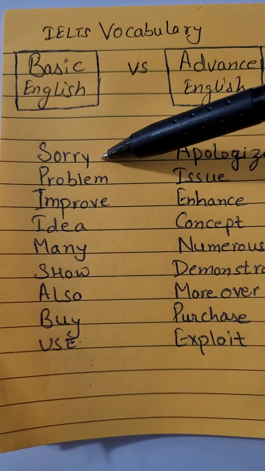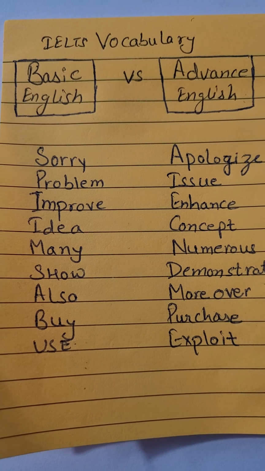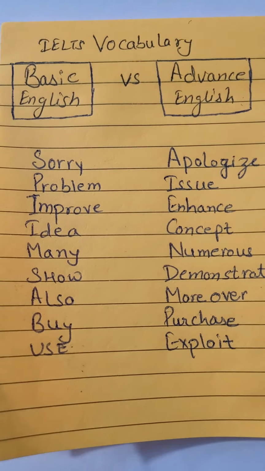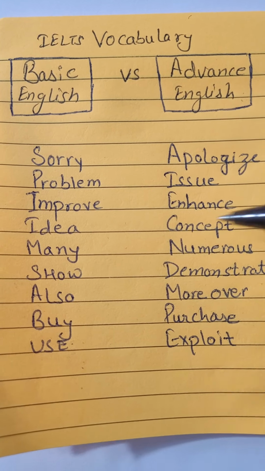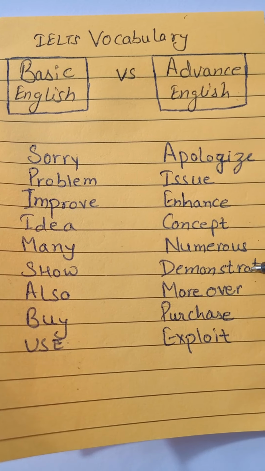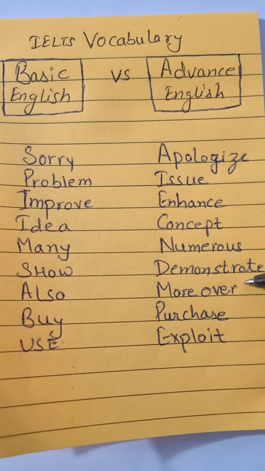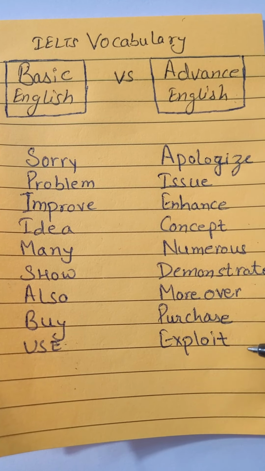So the very first is "sorry." When you say "sorry," that is very basic. You need to use "apologize." Problem is "issue." Improve is "enhance." Idea is "concept." Many is "numerous." Show is "demonstrate." Also is "moreover." Buy is "purchase." And use is "exploit."